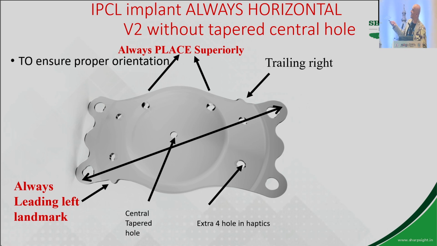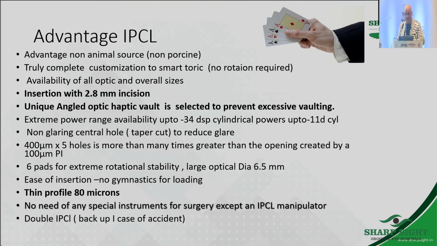And then if you notice, there are 5 extra holes. Now this is definitely a big plus point for the patient, where there can be a lower incidence of cataract. It's a non-animal protein. Of course, it can be very important in some religious groups or some countries. It's a truly completely customized lens. It can go through a 2.8 millimeter incision.